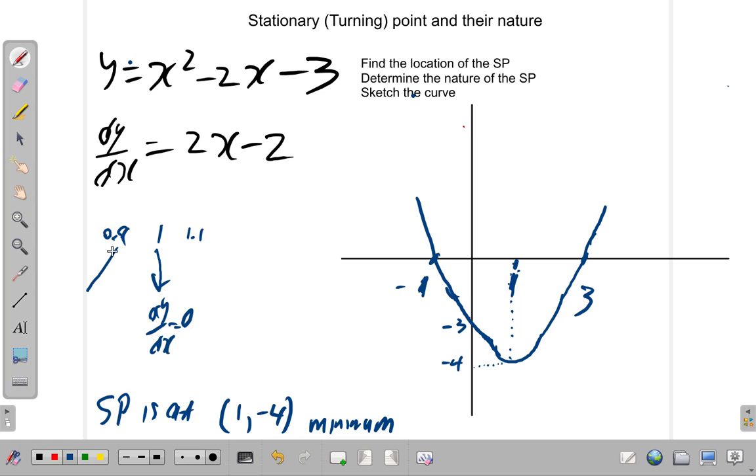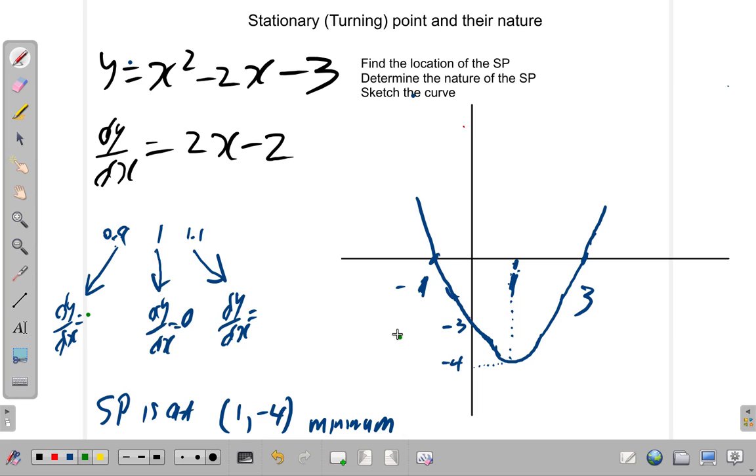The question is, what happens at 0.9 and what happens to dy by dx at 1.1? We want dy by dx at 0.9 and we want dy by dx at 1.1. So we want dy by dx to the left and to the right.